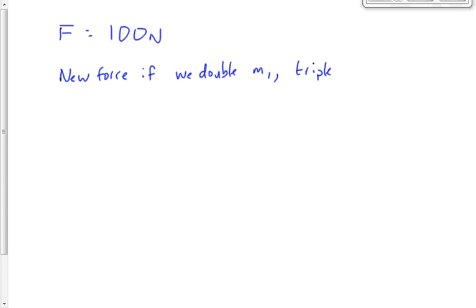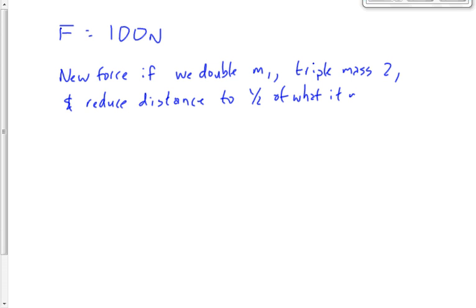The force of gravity between two objects A and B is going to be 100 newtons. Okay, I want to know what that force becomes if we double mass 1, we triple mass 2, and reduce the distance, the separation distance, to 1/2 of what it was. Okay, what does the new force become?